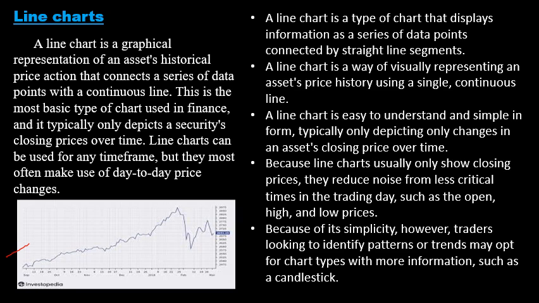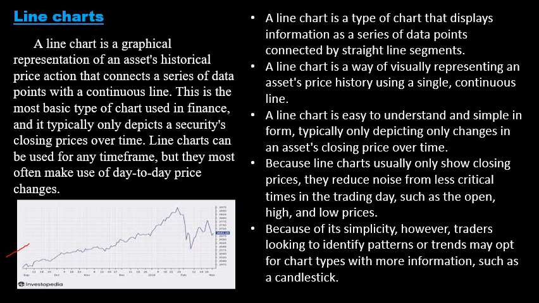A line chart is a type of chart that displays information as a series of data points. Here the data points are connected, each one by straight line segments. A line chart is a way of visually representing an asset's price history using a single continuous line. That shows the price history of a particular security, and it is easy to understand and simple in form, typically depicting only changes in an asset's closing price over time.